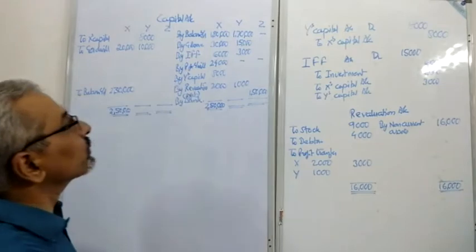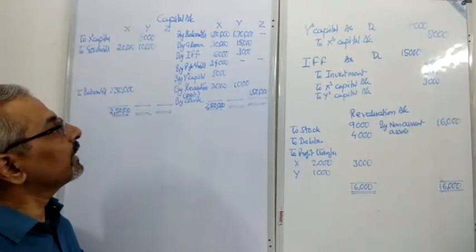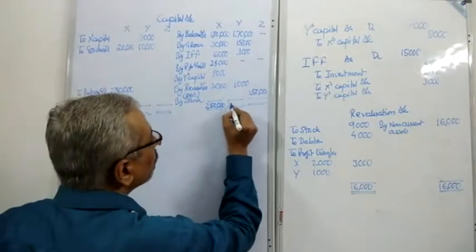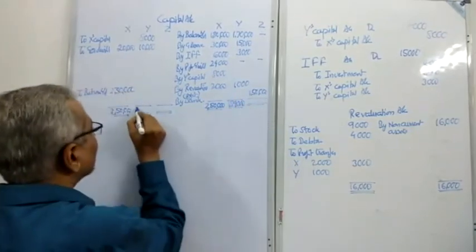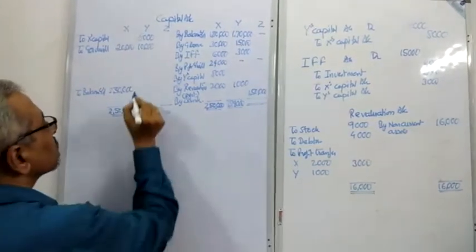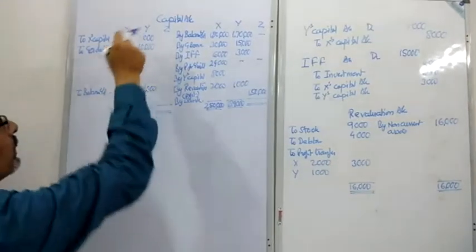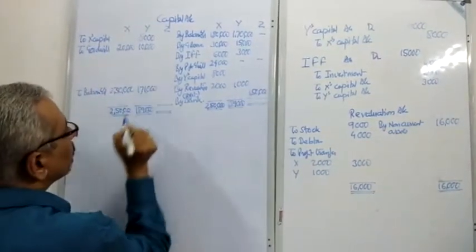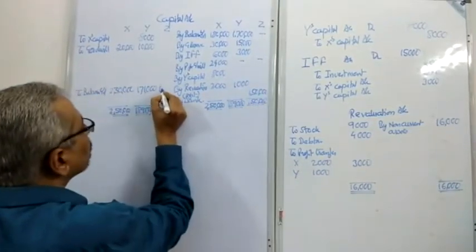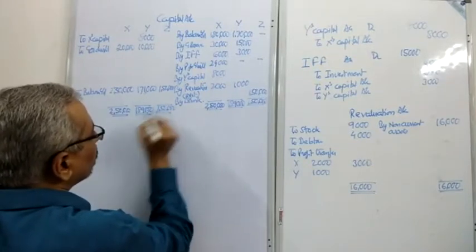Let us do the total of the second partner Y. 1,70,000 plus 15 is 1,85,000. 1,85,000 plus 3 is 1,88,000 plus 1 is 1,89,000. So here we have a total of 1,89,000. 1,89,000 minus 18,000 gives us a figure of 1,71,000. Last partner, there is nothing in the debit side, therefore it will be 1,50,000 only. That is the amount of money brought in by the new partner.